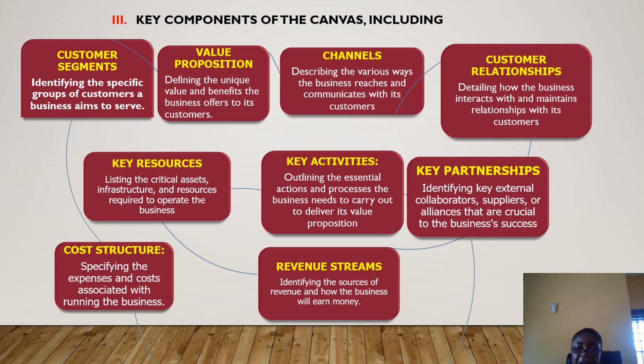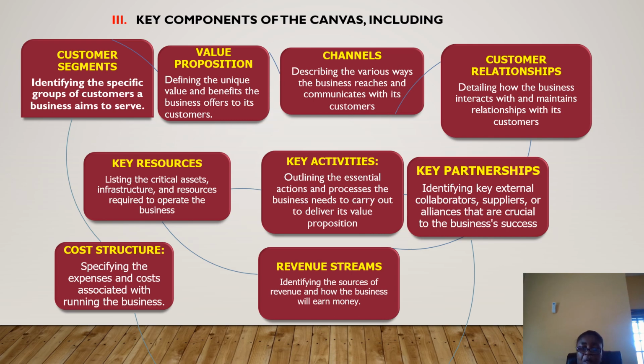The seventh component is key partnership. This identifies key external collaborators, suppliers, or alliances that are crucial to the business success, as well as the team workers.